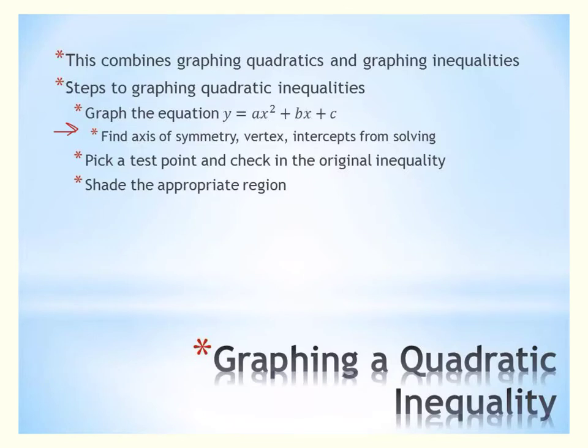the answer is a region, and so we need to then shade that region, and so we're going to pick a test point, check it in the original inequality, and make sure that we shade the appropriate region for the answer. So either shading inside the parabola or outside the parabola.